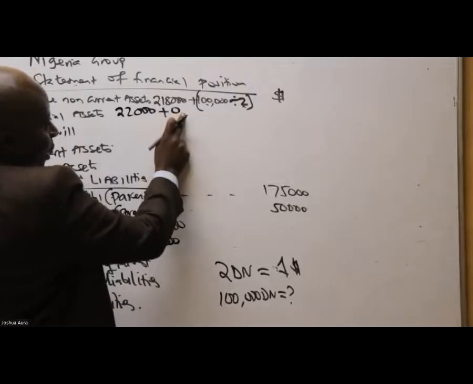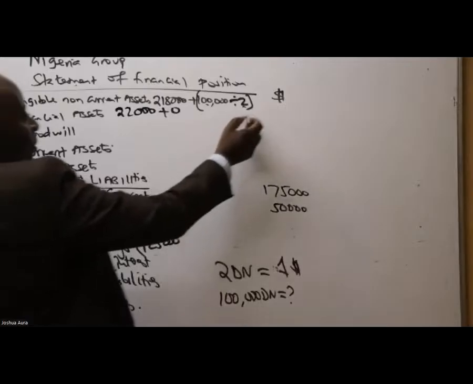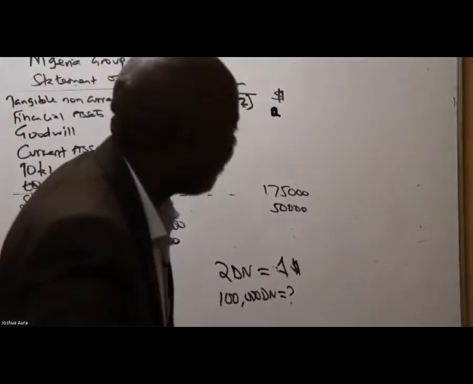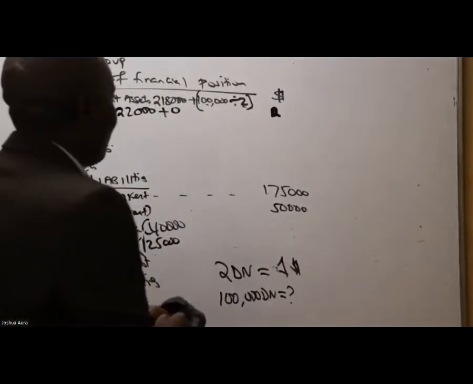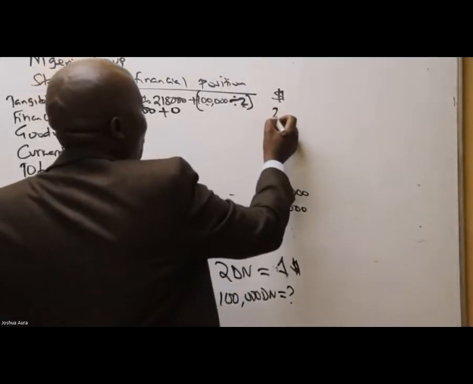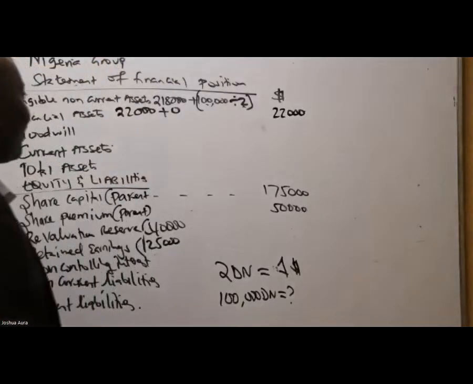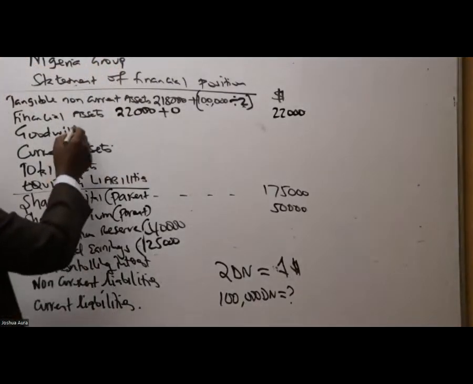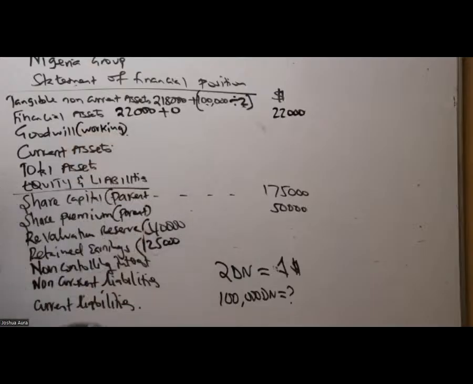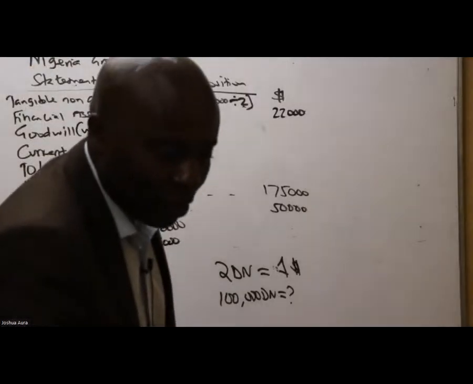So meaning there is no translation really of the subsidiary figure, because 0 cannot be translated. So I can come and simply take my 22,000 there, right? Final figure. Goodwill, of course, we need a working for this. I'll be doing the working later. Now go to the current assets and combine them.